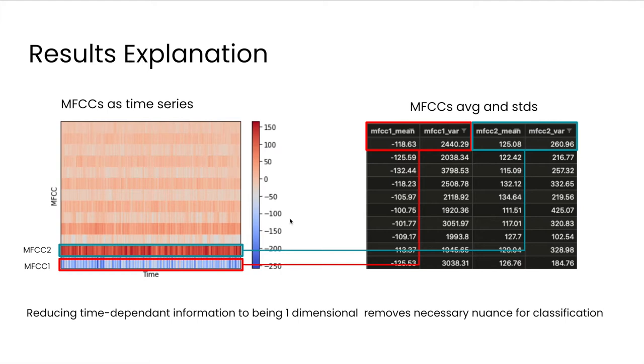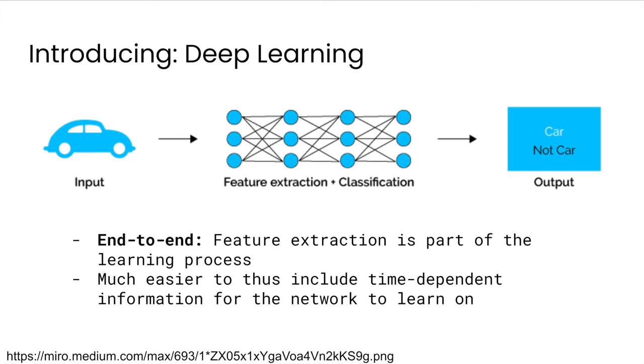So as a solution, we want to introduce another paradigm called deep learning, which is a relatively end-to-end process in which we don't have to do much feature extraction or feature engineering, because the feature extraction part of deep learning is incorporated into the learning process. The deep learning model will extract the features as it trains and as it learns, and that way there's less of a human interaction component. And also, it's much easier to include time-dependent information in a deep learning network. We will see how these work next.